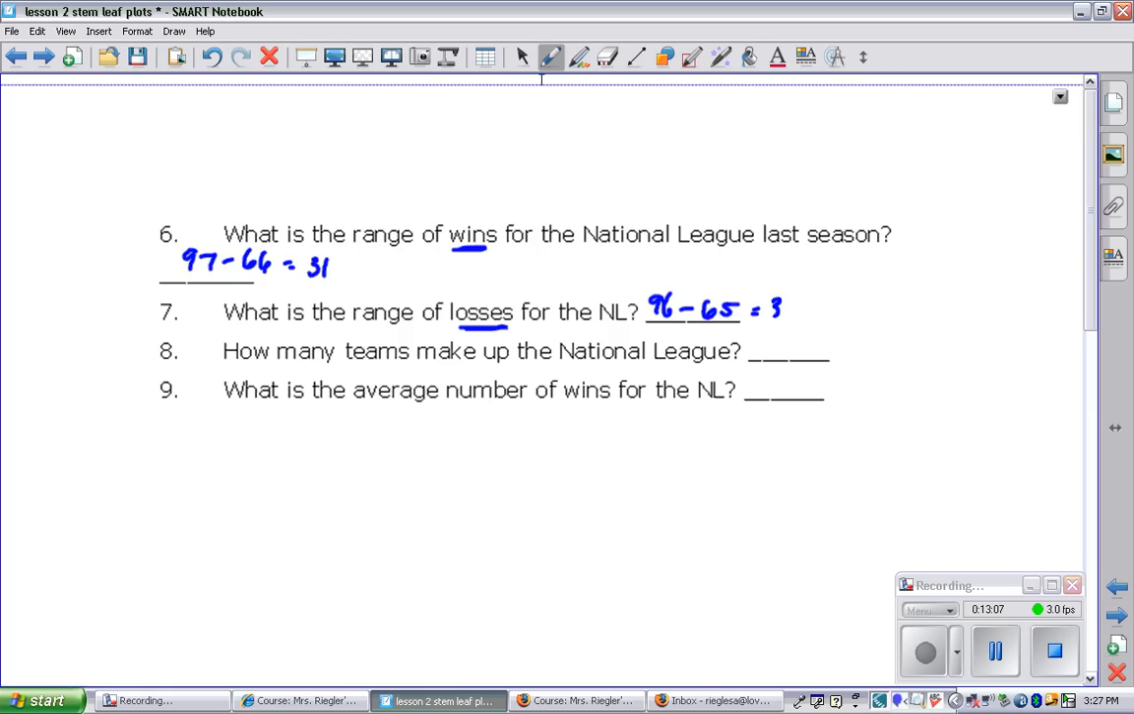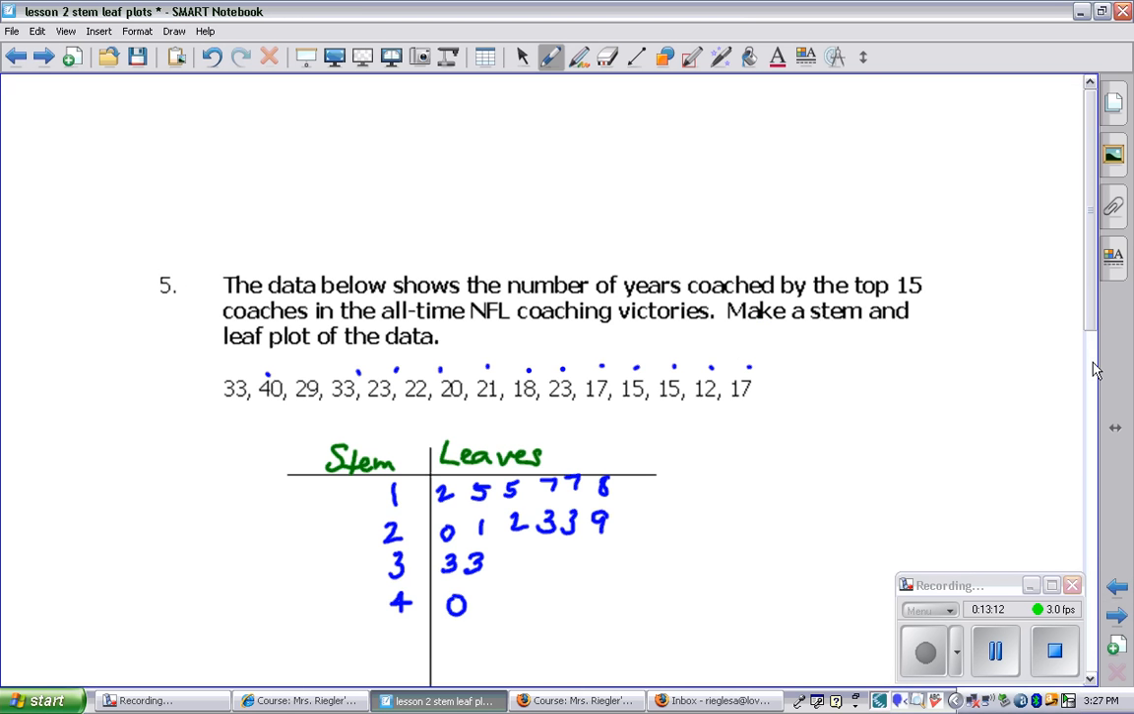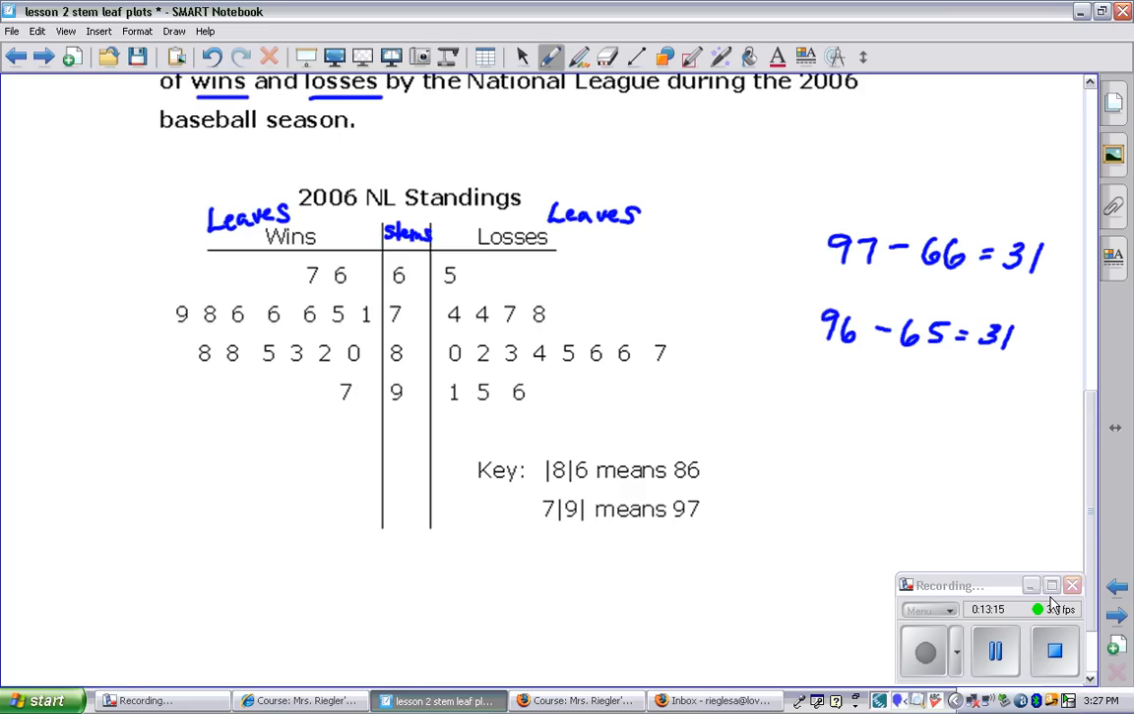And that was 31. Okay, now how many teams make up the National League? Well, look at what you're given. Remember, every team has a winning record and a losing record. So the two together go with one team. So whoever got 65 losses probably had the 97 wins to make up their total number of games. So the only thing we need to count for the total number of teams are the leaves on one side. So we have 1, 2, 3, 4, 5, 6, 7, 8, 9, 10, 11, 12, 13, 14, 15, and 16. So we're talking about 16 teams here.